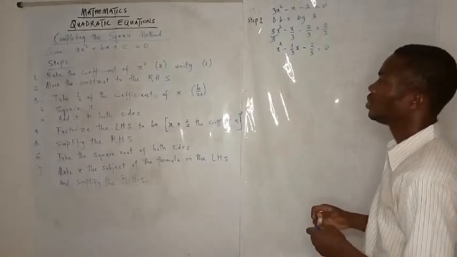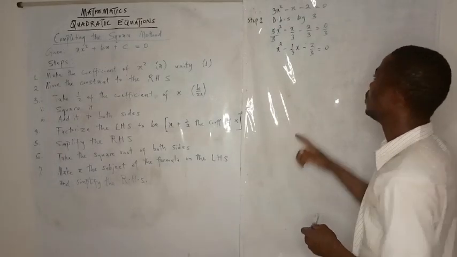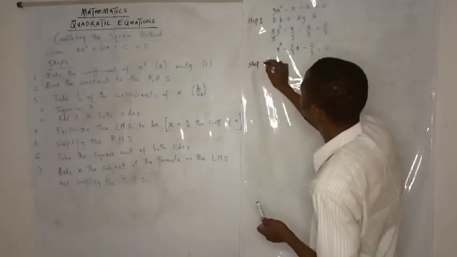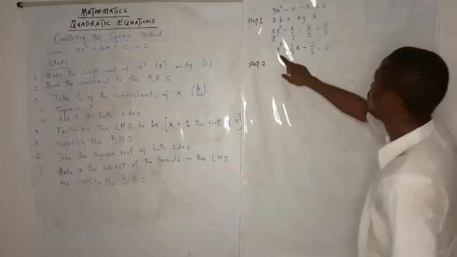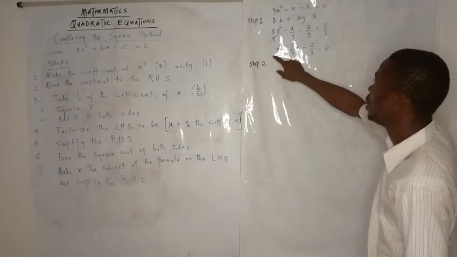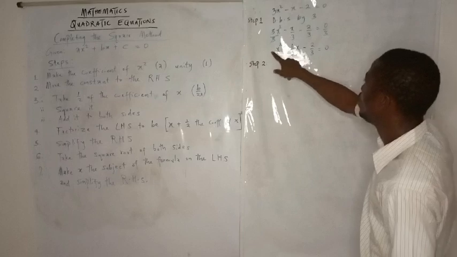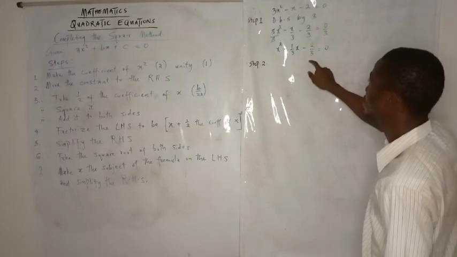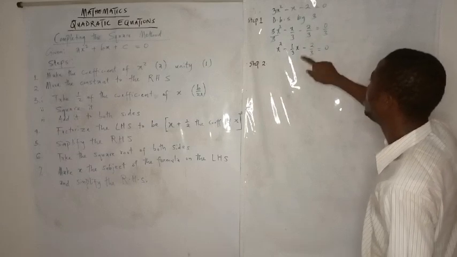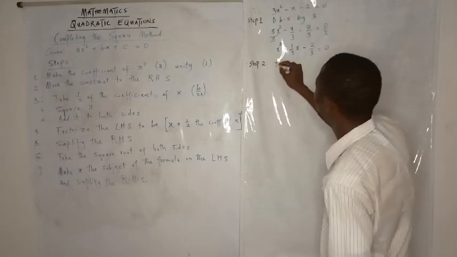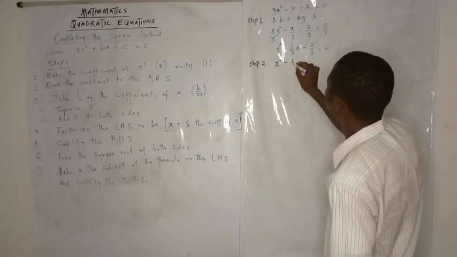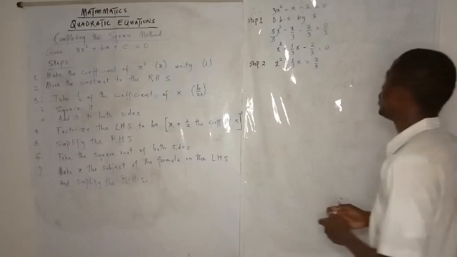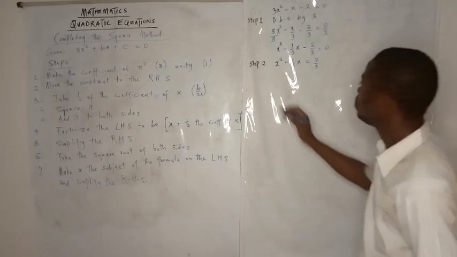Then we come to the next step. The next step says move the constant to the right hand side. So here we have step 2. Step 2, we move, so this is our x squared and the coefficient is now 1. This is our A is 1, our B is now minus 1 over 3, our C is now minus 2 over 3. So we move the constant, that's C, to the right hand side. And then we'll have x squared minus 1 over 3x will be equal to 2 over 3. That's step 2.